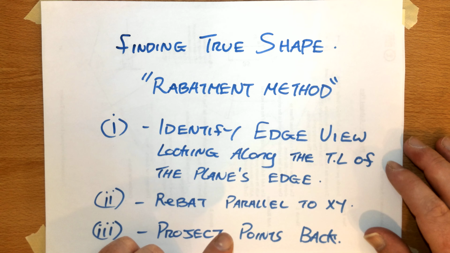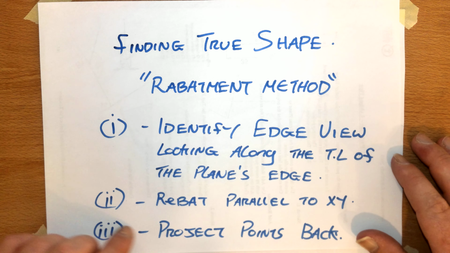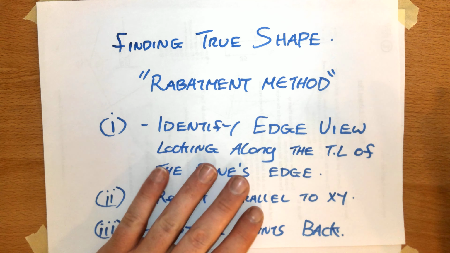Step 2 is to rabat the plane so that it's parallel with the XY line. And step 3 is to project your points back. So let's have a look into it.